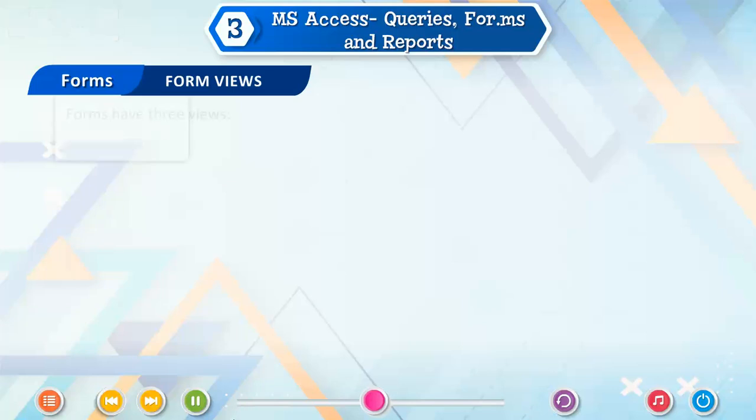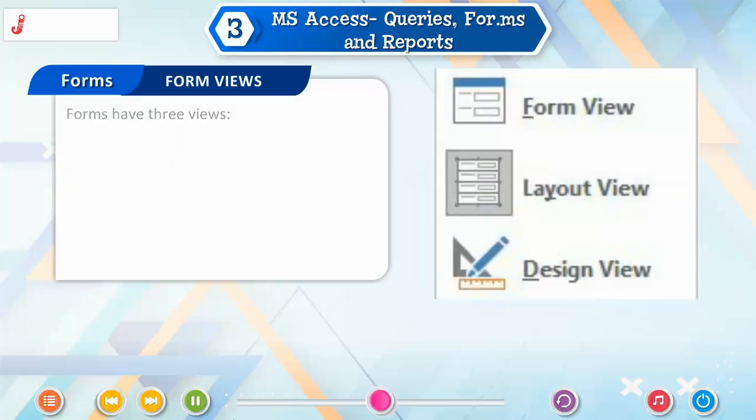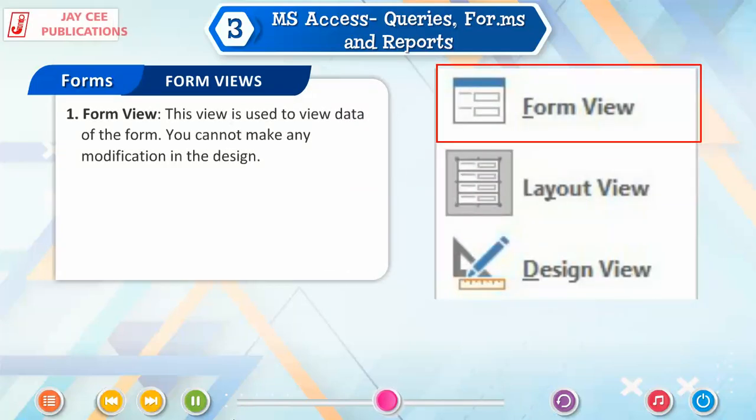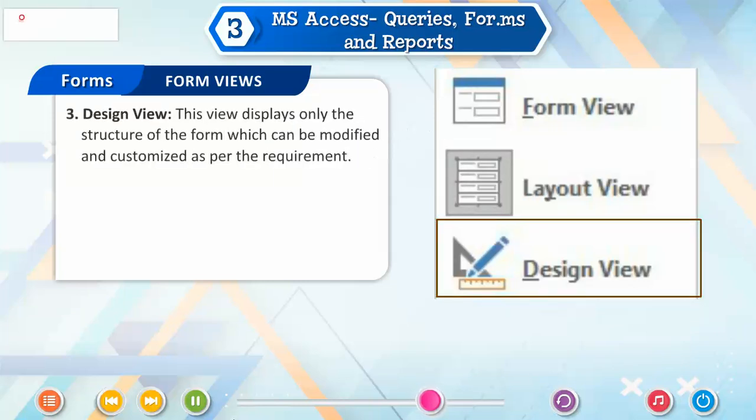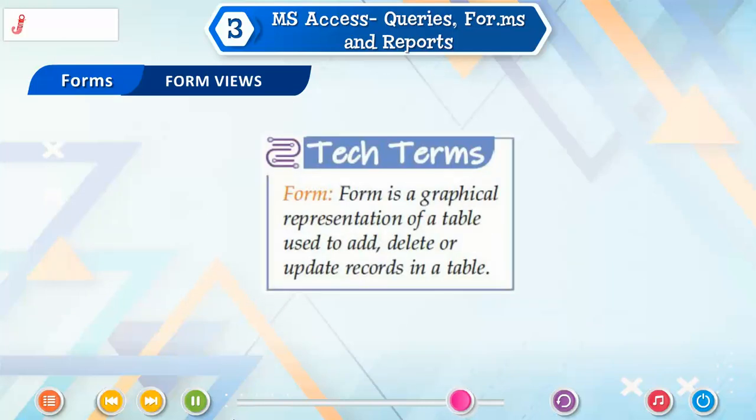Form views. Forms have 3 views. 1. Form view. This view is used to view data of the form. You cannot make any modification in the design. 2. Layout view. This view closely resembles what the form will actually look like to the user. 3. Design view. This view displays only the structure of the form, which can be modified and customized as per the requirement.